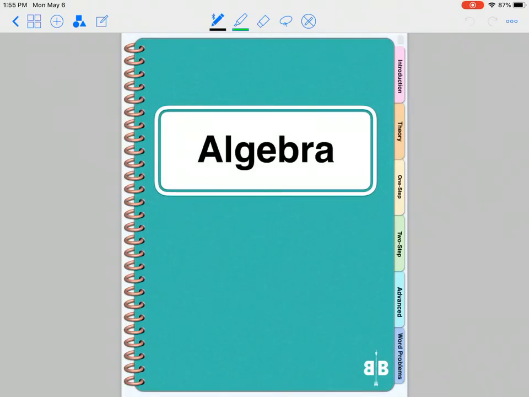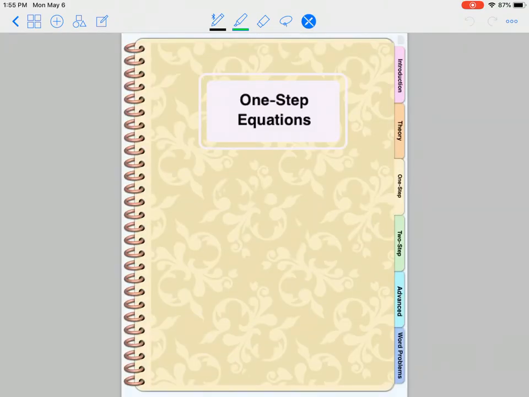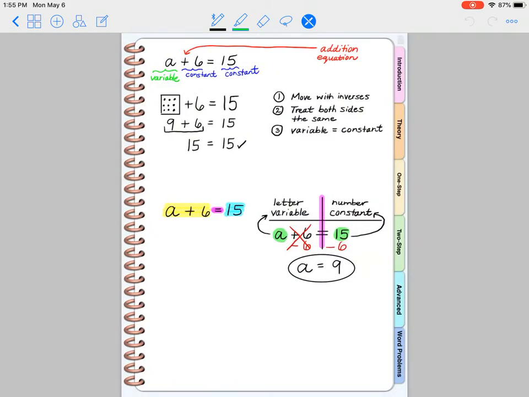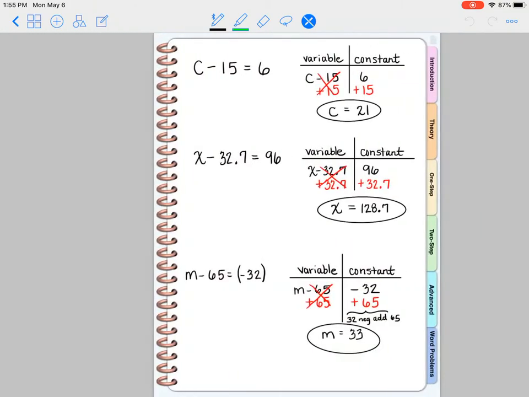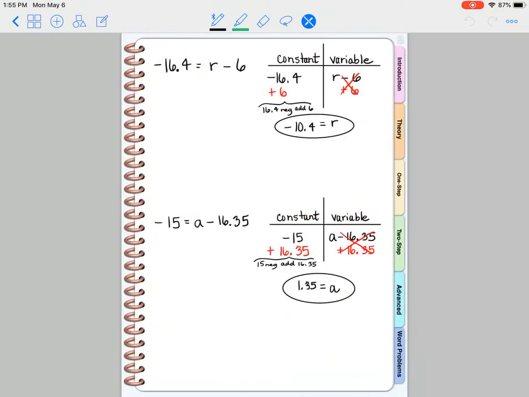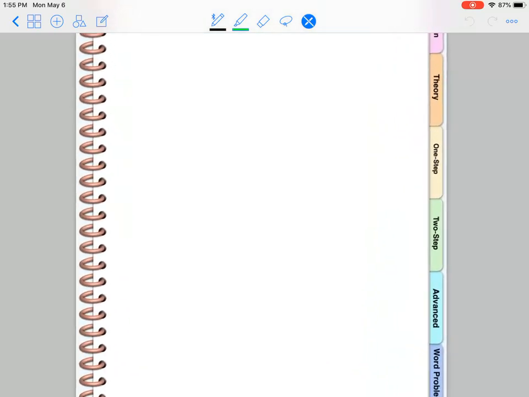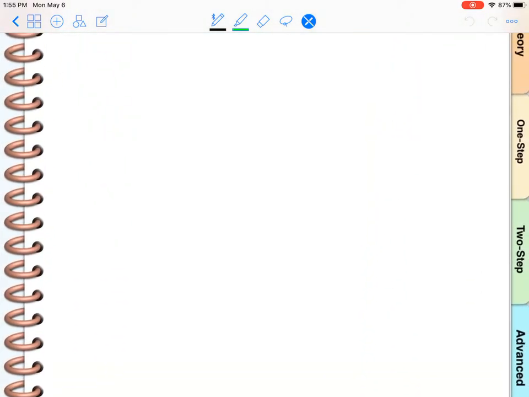Welcome back. We're looking at multiplication equations in this video, and we are still on the one-step module. So I'm going to pull up the one-step module and recall that we've done the addition equations. We've done the subtraction equations. And now we're up to the multiplication equations.